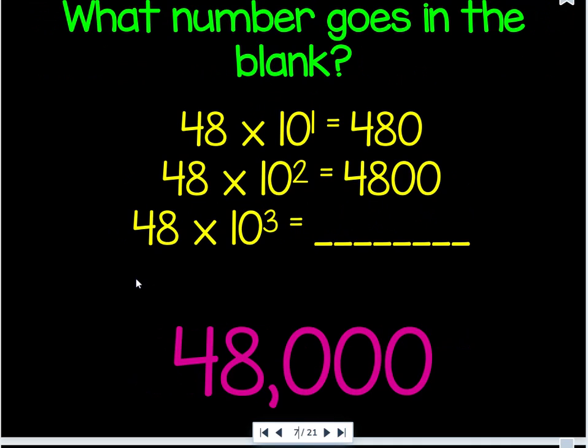What number goes in the blank? So we're just trying to figure out what number would continue the pattern. 48 times 10 to the first power equals 480. 48 times 10 to the second power equals 4,800. And 48 times 10 to the third power would equal 48,000 with 3 zeros.